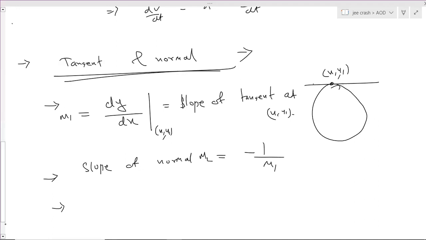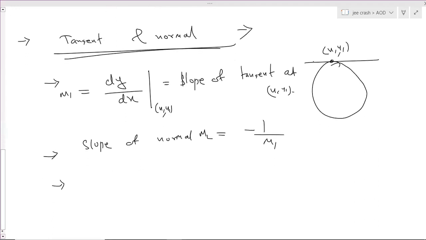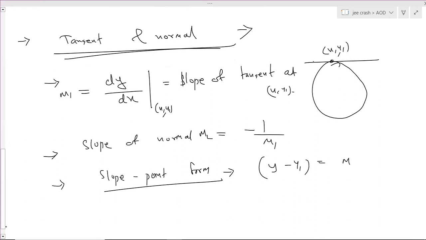All right, if you have to find the equation of tangent and normal, then you can use slope point form, which is y minus y1 equals m1 times x minus x1, if you have to find the tangent through x1, y1 with slope m1. Is it clear what we did? This is class 11 straight lines. So for the first one, after differentiation, we should substitute x1, y1.